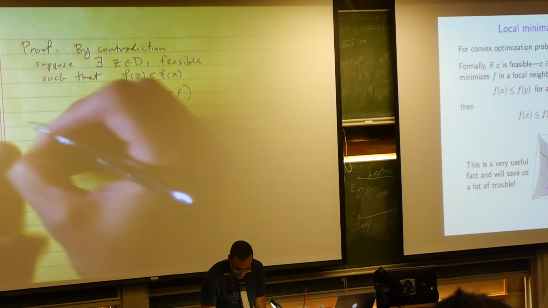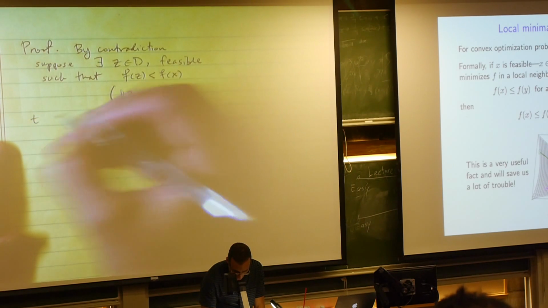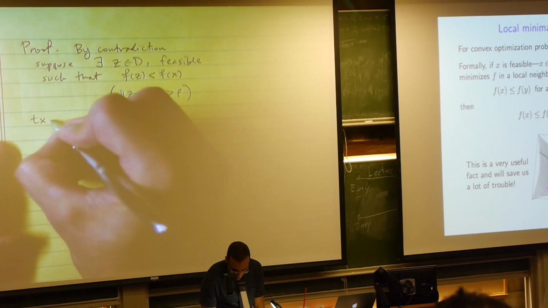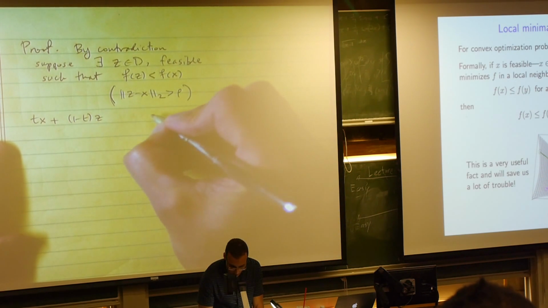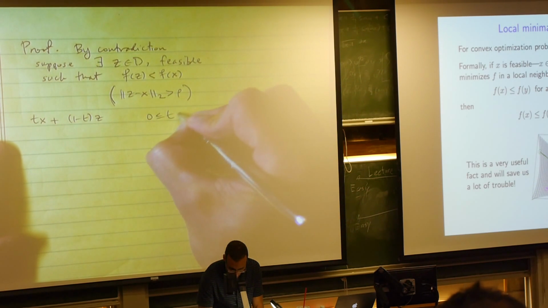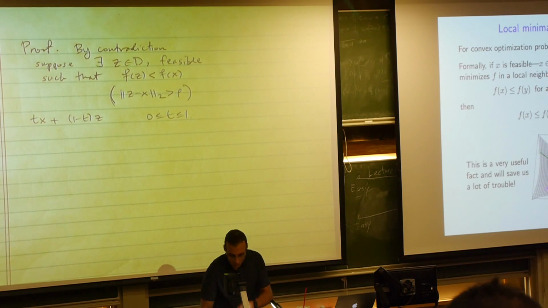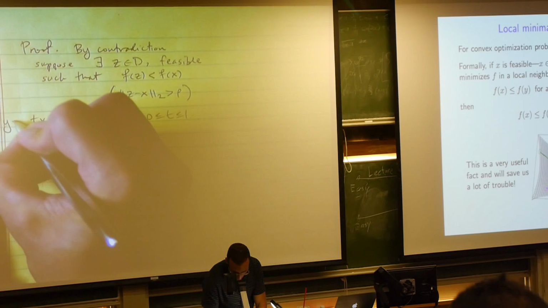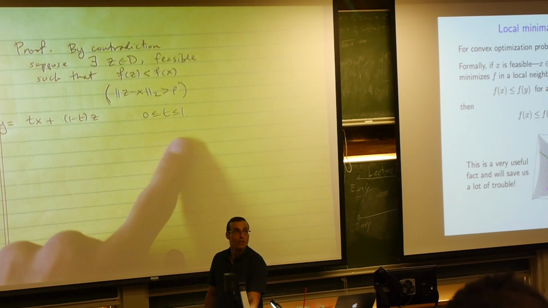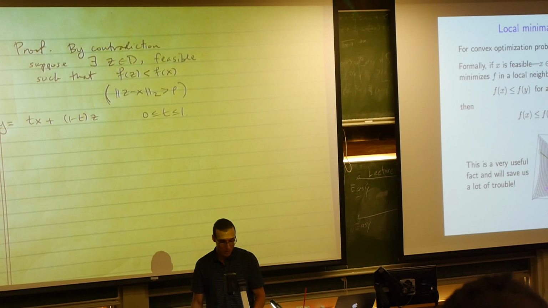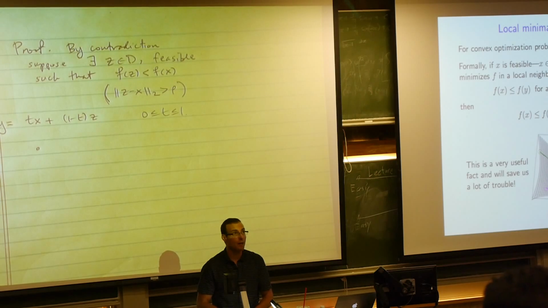OK, now let's look at points. Let's call it tx plus 1 minus t times z, for t between 0 and 1. Let's call this point y. And we're not going to specify what t is. We're going to let t just be arbitrary at this point, between 0 and 1. So let's first establish a few things.